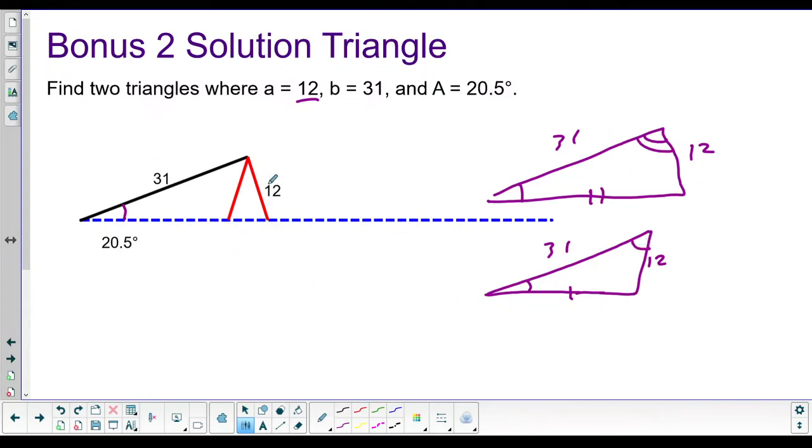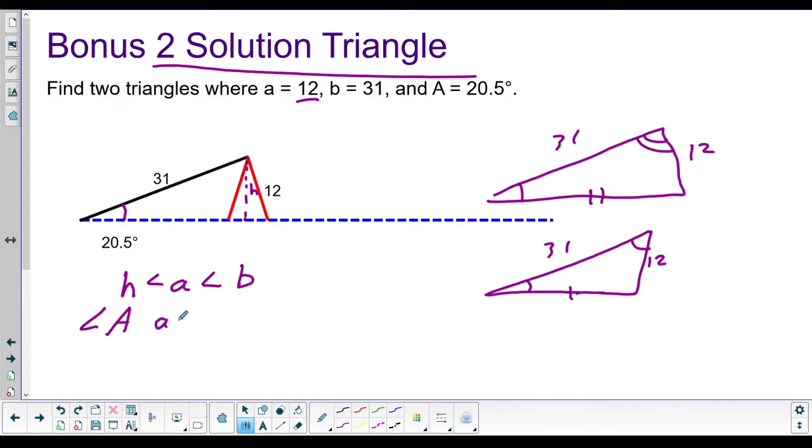This is kind of a special sort of scenario. There's a test you can do to see if you have a two-solution triangle. What that test is, are you ready for it? If you want to see if it's a two-solution triangle, you need to drop what is called an altitude, and label this thing h. Okay. If it's going to have two solutions, what will be true is that h will be smaller than a, and a will be smaller than b, and angle A must be acute. So these two criteria have to happen.